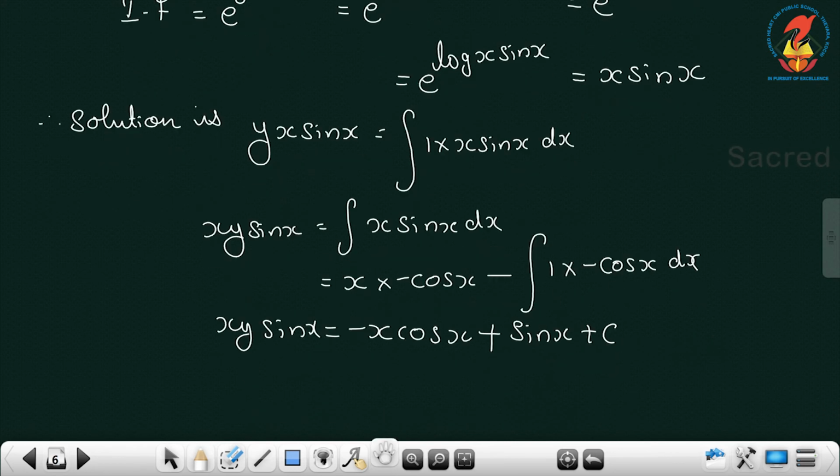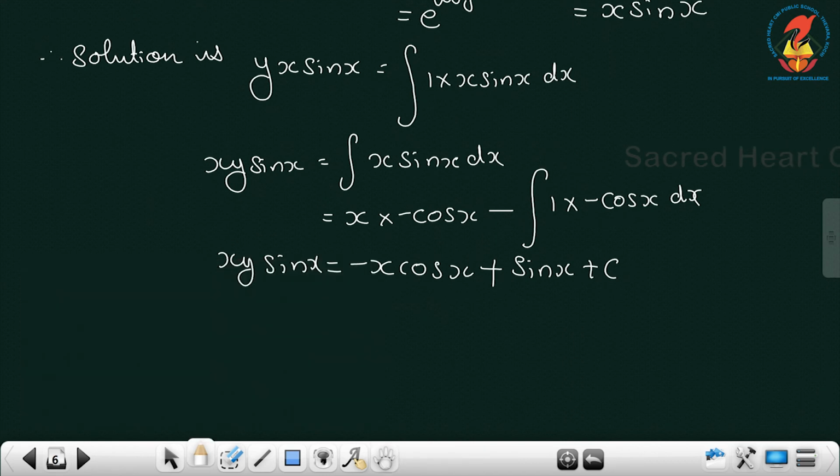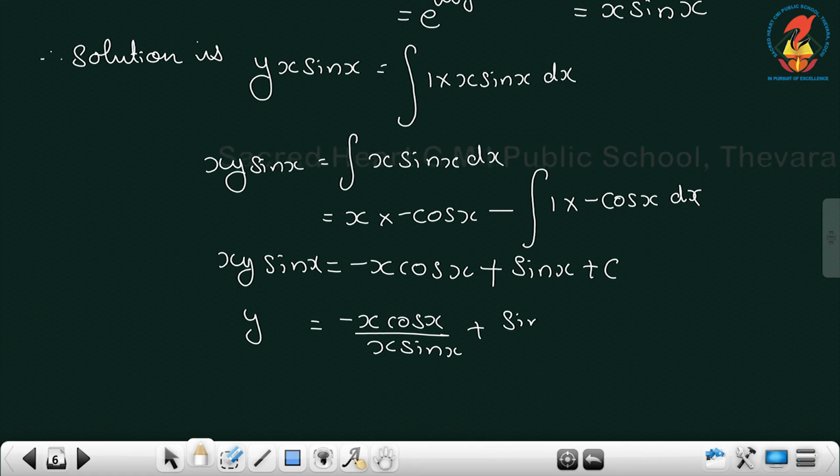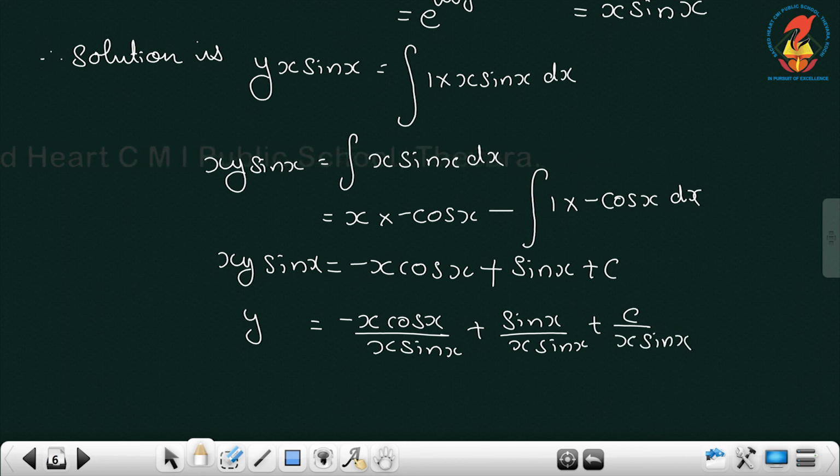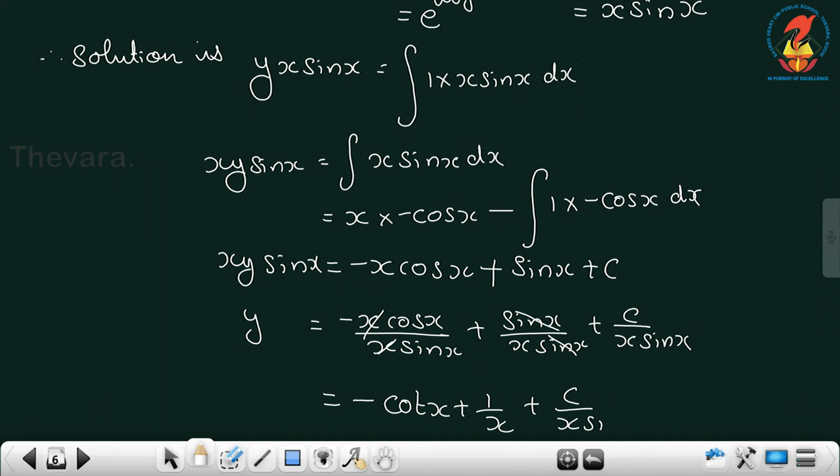So what is y? y is equal to minus x cos x by x sin x plus sin x by x sin x plus c by x sin x. That is minus cot x plus 1 by x plus c by x sin x. So that is the general solution.